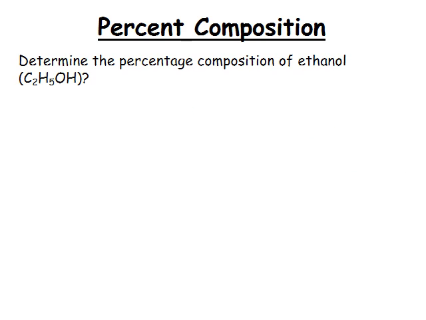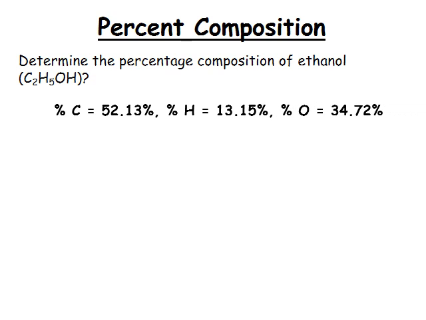Right, so next question. Determine the percentage composition of ethanol, C2H5OH. So pause the video now, see if you can find the answers, and then we'll go through and see if your answers are correct. Okay, so welcome back. I did the calculations, and you should have the following percentages for each of the elements. The percentage of carbon is 52.13%, the percentage of hydrogen is 13.15%, and the percentage of oxygen is 34.72%.